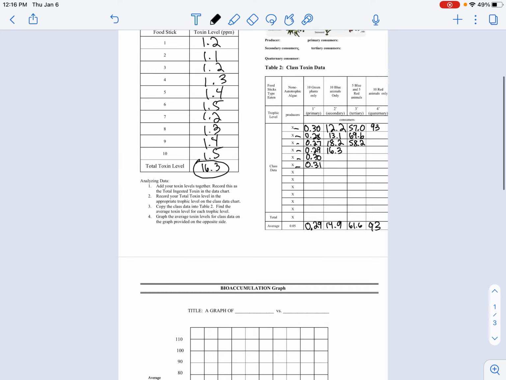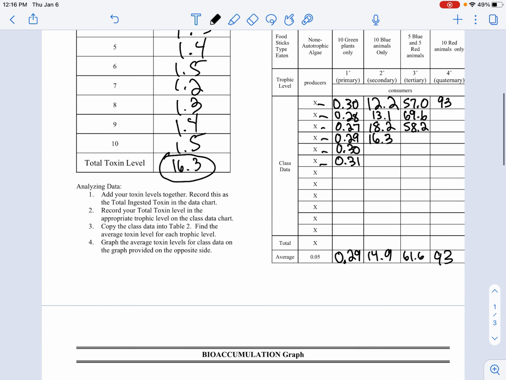So look at your data. Notice they also have producer data here, which is given to you on the other side. You are going to make a bar for each of these data sets. The average only. Average is the most important. And then, like a true scientist, you would analyze the data. Now, the analysis of the data here is kind of easy. It's just a few questions. And the title.